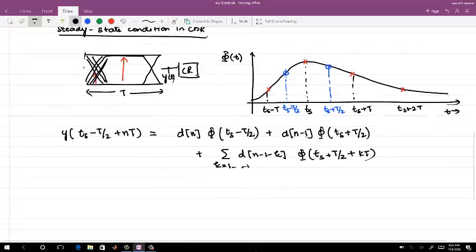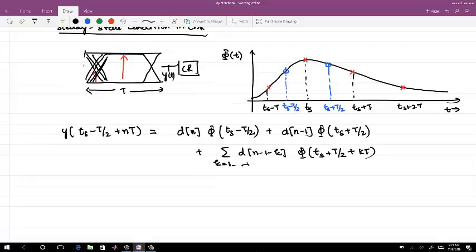Now, if I am locking to a position where this sample, let me call this sample value y of n.